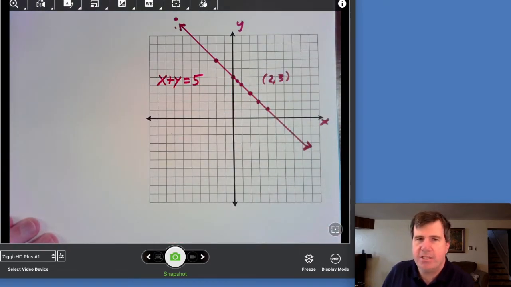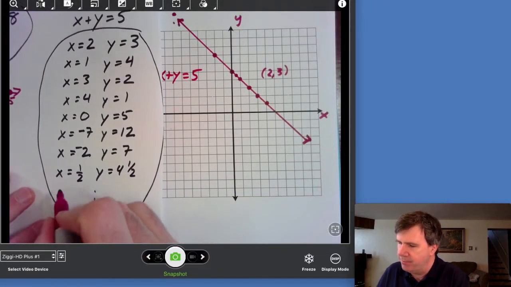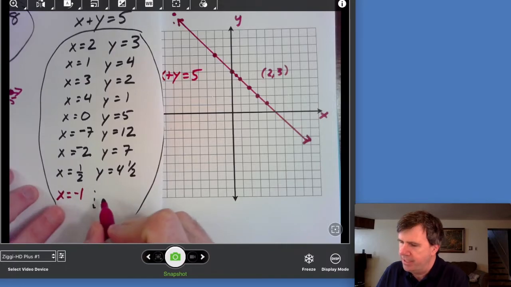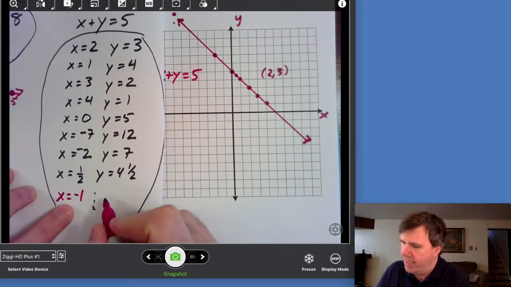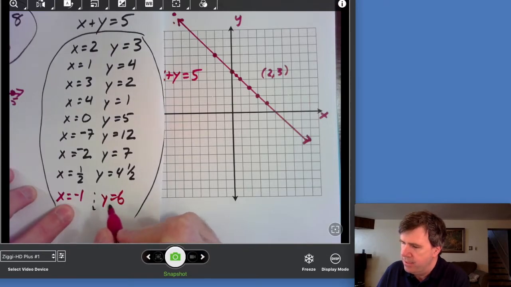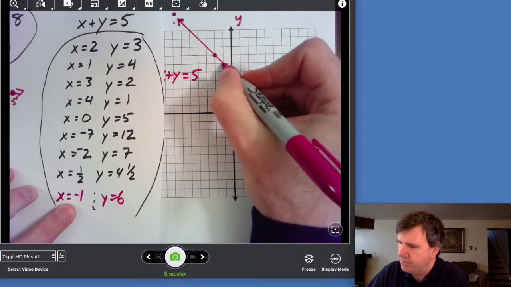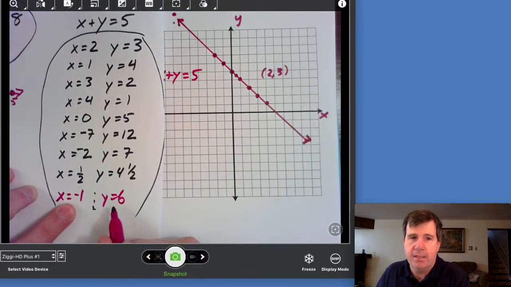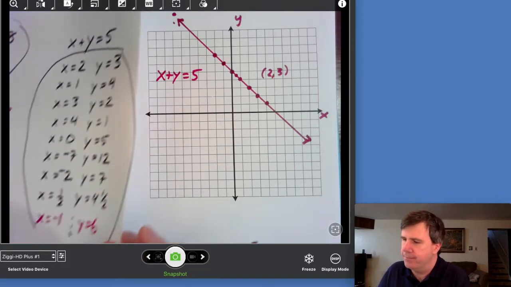And we can test this out in a couple of different ways. One thing was that we didn't list all the points here, but I could have listed something like x equals negative 1. And if x was negative 1, what would y be? Y would have to be 6. And sure enough, if I look at my graph, negative 1, 6 is right there. So even though I didn't figure it out, I still had that point right there.